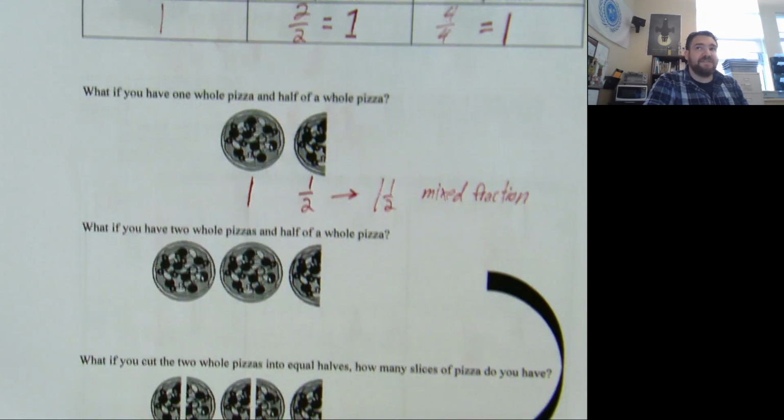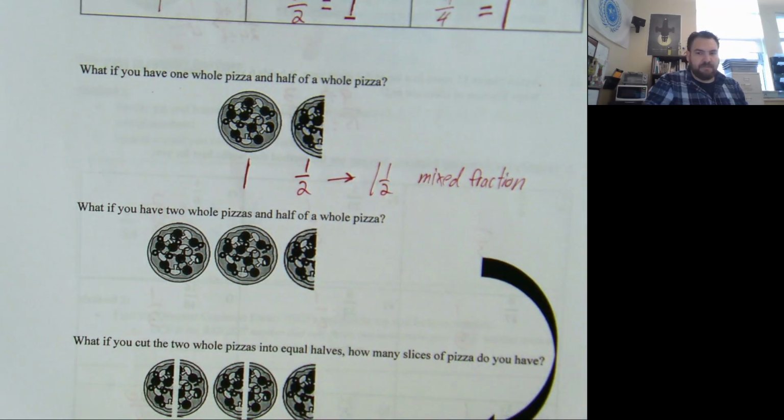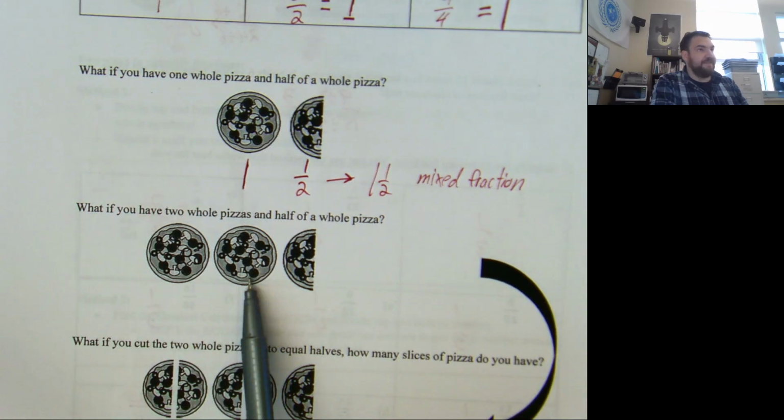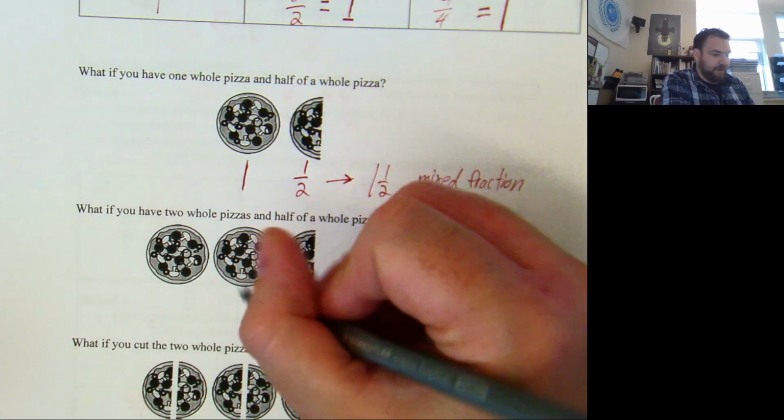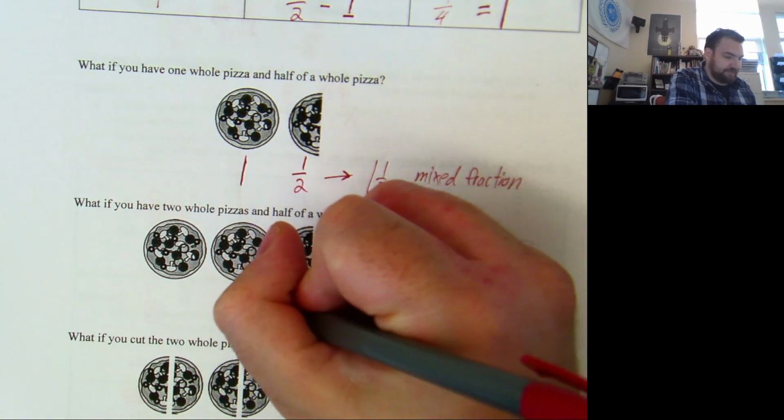What if I have this? I have 2 wholes and 1/2 a pizza. What mixed number am I going to call that? We're going to leave it as a mixed number. How many wholes do I have here? 2. And what fraction of a pizza do I have here? 1/2 of a pizza.